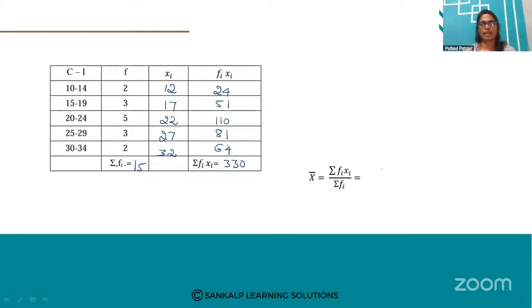Now using the direct method formula to calculate the mean, summation fi xi, 330, divided by 15. So 15 ones are 15, 15 twos are 30. So x bar, the mean of the given data, is 22.